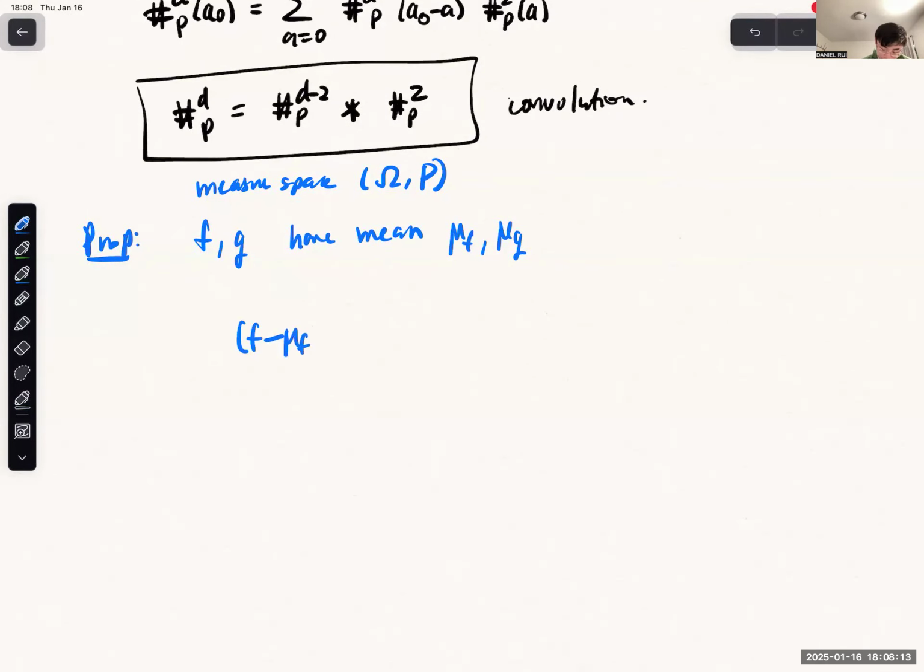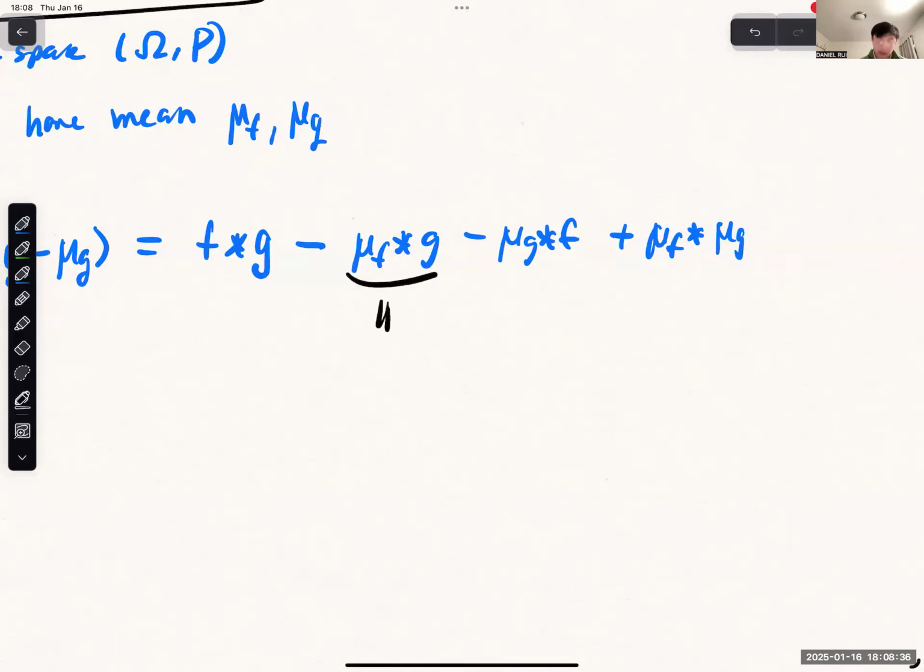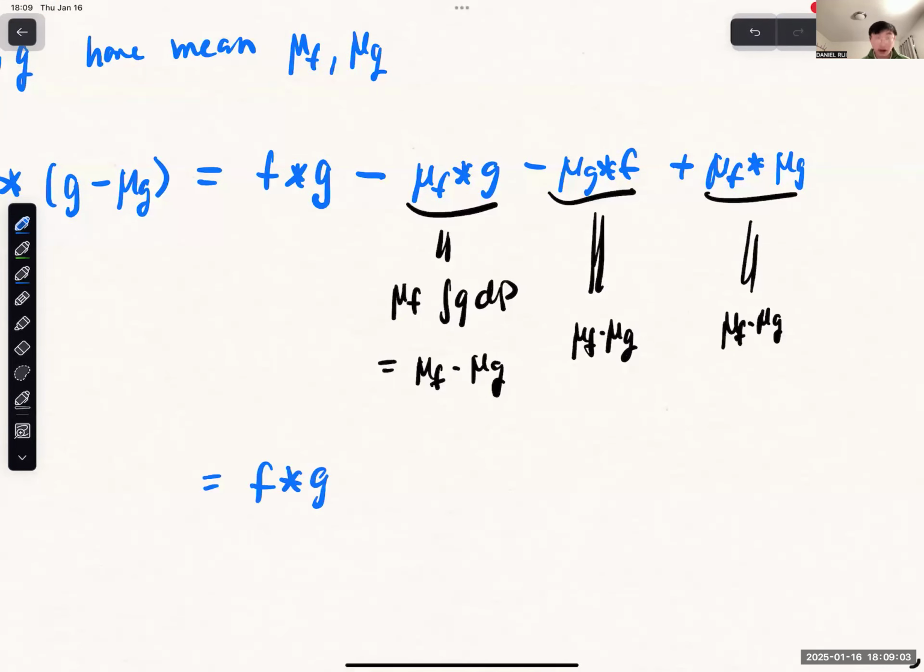Then f minus mu f convolve g minus mu g is equal to what? It's equal to f convolve g minus mu f convolve g minus mu g convolve f plus mu f convolve mu g. Okay, what is this in turn? Well, this is just mu f, right? Remember the convolution is an integral. I pull the integral outside because this is a constant. I get mu f times mu g. Similarly, this is equal to mu f times mu g, and this is also equal to mu f times mu g. I get minus 2 mu f mu g plus 1 mu f mu g, and so in total I get f star g minus mu f times mu g.